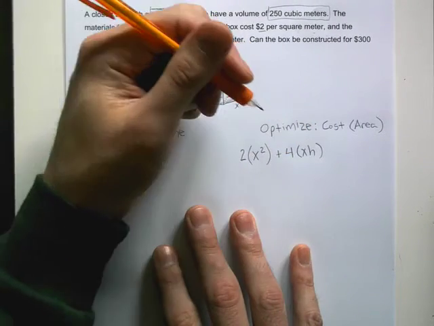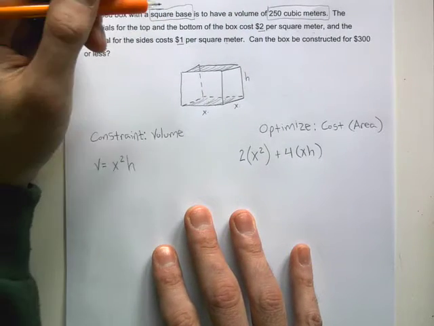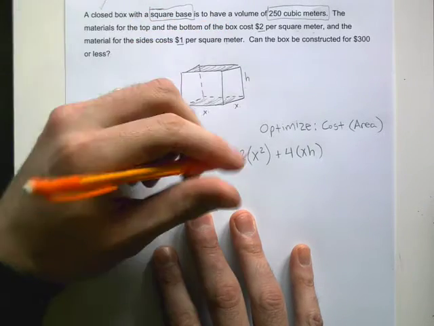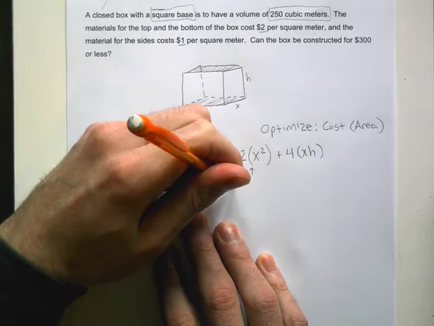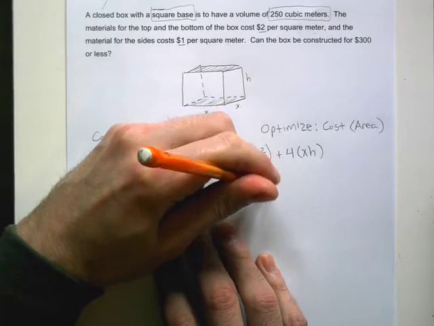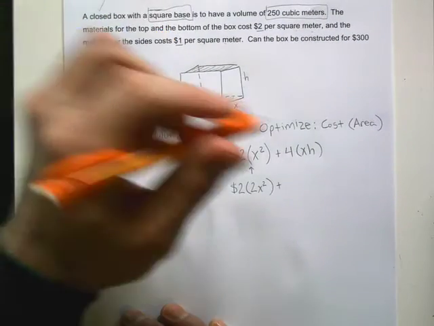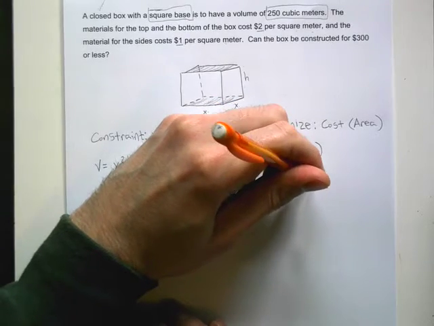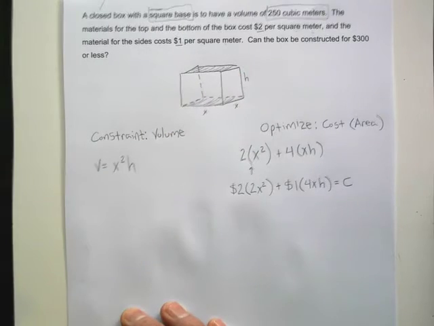And one thing I forgot to do here was to consider my cost. That's the most important thing. So the materials for the top and bottom are $2 per square meter. So top and bottom are right here. That's my surface area. I'm going to take that and multiply it by $2. So it's going to look like this. And then the materials for the sides cost $1 per square meter. So it would look like this. And that's going to give me my cost.